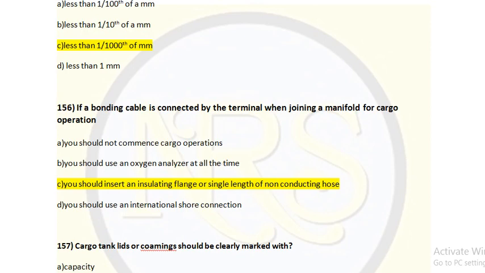Question number 156. If your bonding cable is connected by the terminal when joining a manifold for cargo operation, option A, you should not commence cargo operation. Option B, you should use an oxygen analyzer at all times. Option C, you should insert an insulating flange or single length of non-conducting hose. Option D, you should use an international shore connection. The correct answer is option C, you should insert an insulating flange or a single length of non-conducting hose. So for question number 156, option C is the correct answer. That is the requirement. Okay.